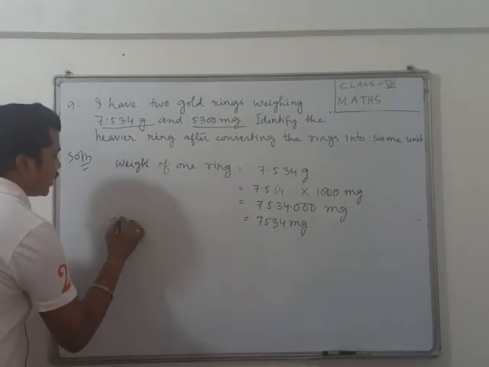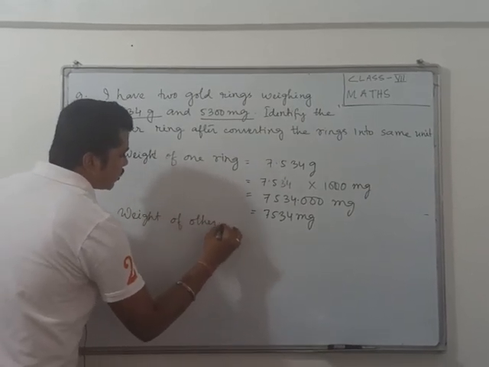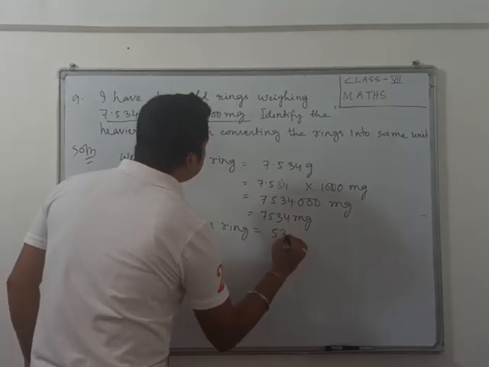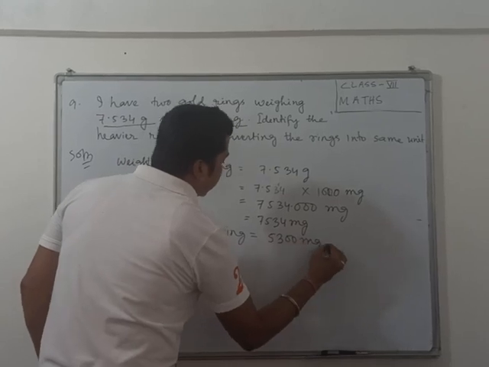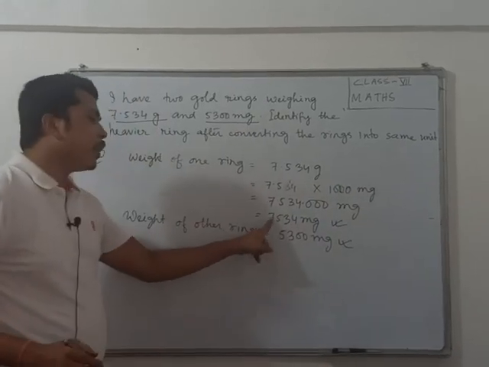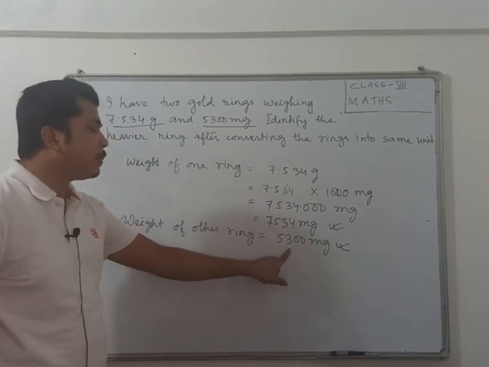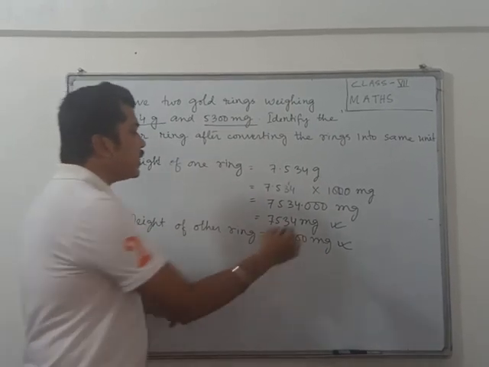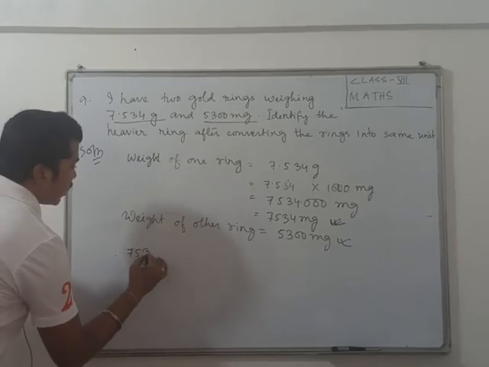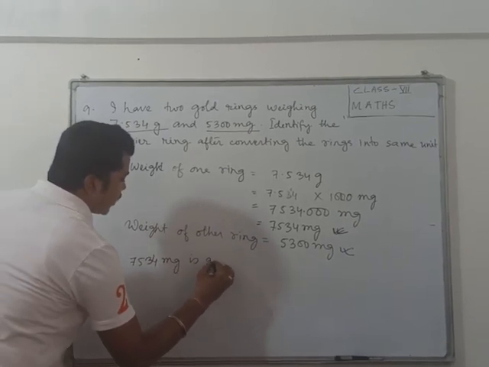Now next, weight of other ring. Weight of other ring is equal to how much given? It is already given in milligram, 5300 milligram. Now which one is greater? You have this and this. This is the weight of one ring, this is the weight of other ring. 7534 milligram is greater or 5300 milligram is greater? Obviously this number is greater, isn't it? Therefore 7534 milligram is greater.